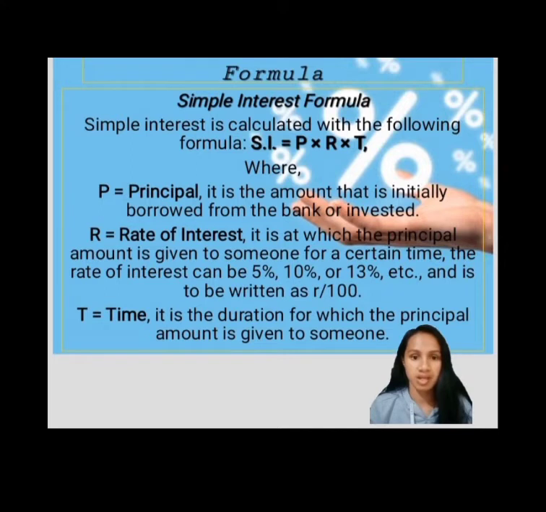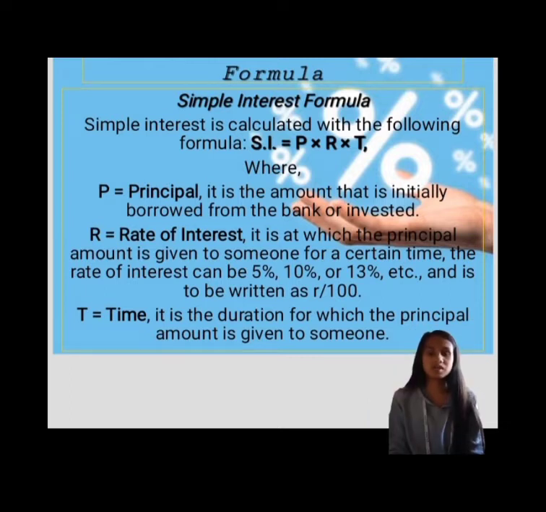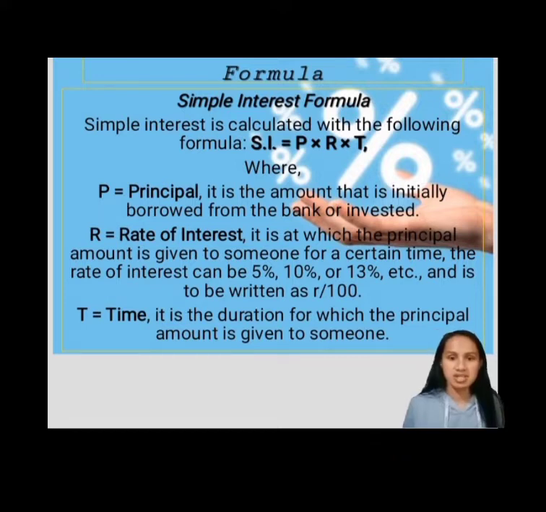The simple interest formula is calculated as simple interest equals P times R times T. P represents the principal amount, initially borrowed or invested. R represents the rate of interest or rate of return. T represents time, the overall number of months or years for which the investment is done.